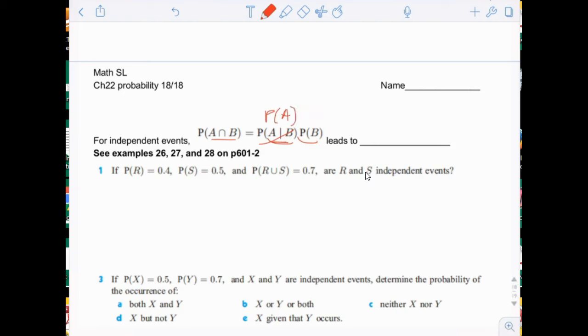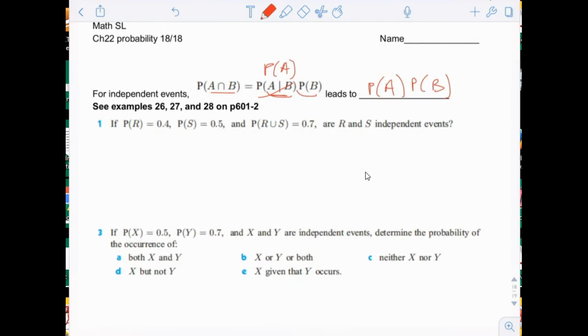So if you have independent events A and B, and you want to find the probability that both occur, you can multiply the probabilities of the two together. Okay. Let's do our first example.